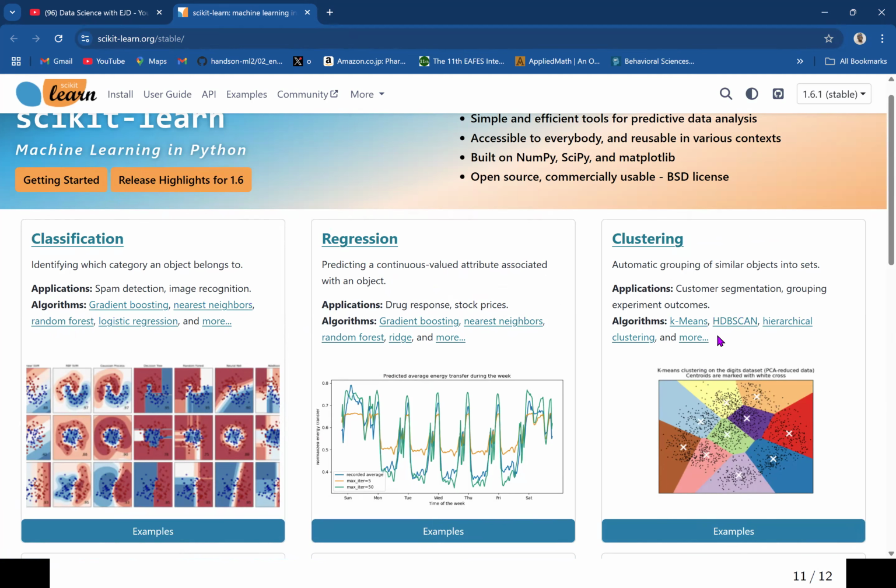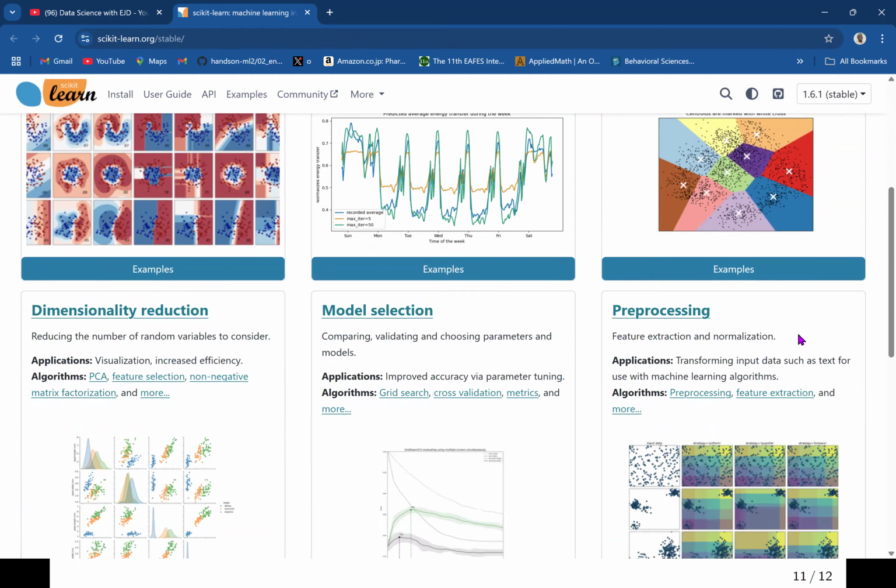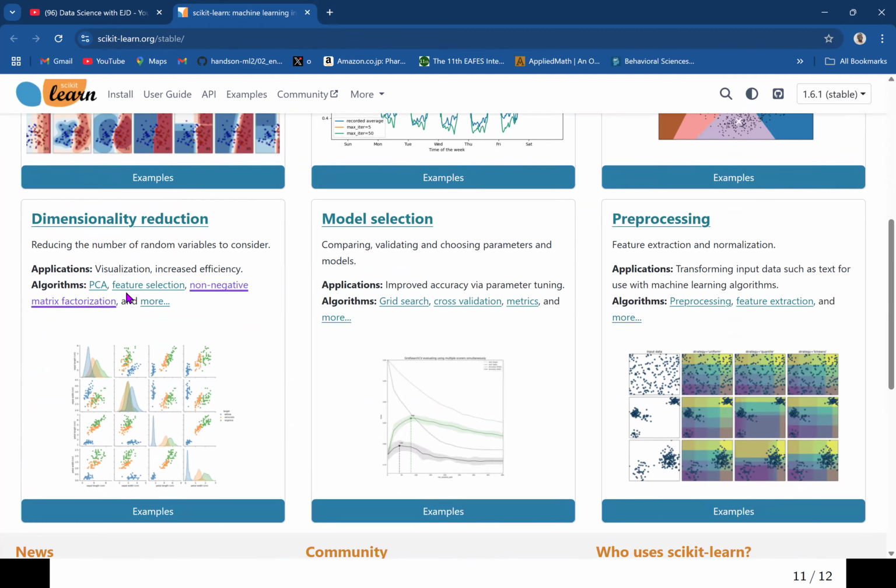For clustering, you'll be talking about k-means, HDBSCAN, hierarchical clustering, and so on. For dimensionality reduction, of course, that's where you talk about PCA, feature selection, non-negative matrix factorization, and so on. Then for model selection, you have grid search, and so on. So that's talking about scikit-learn.